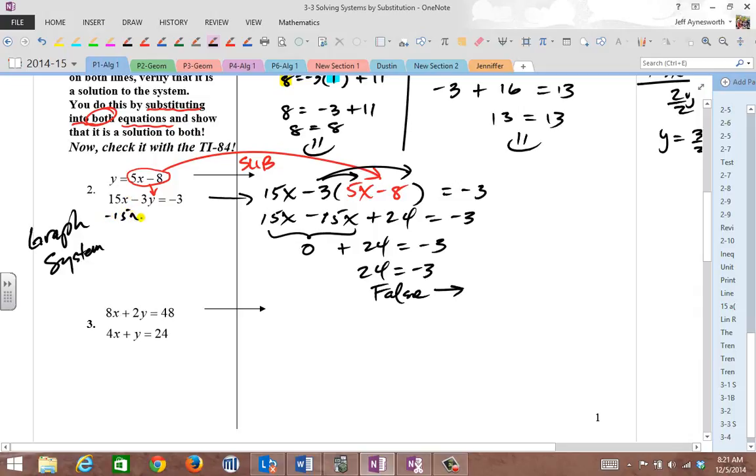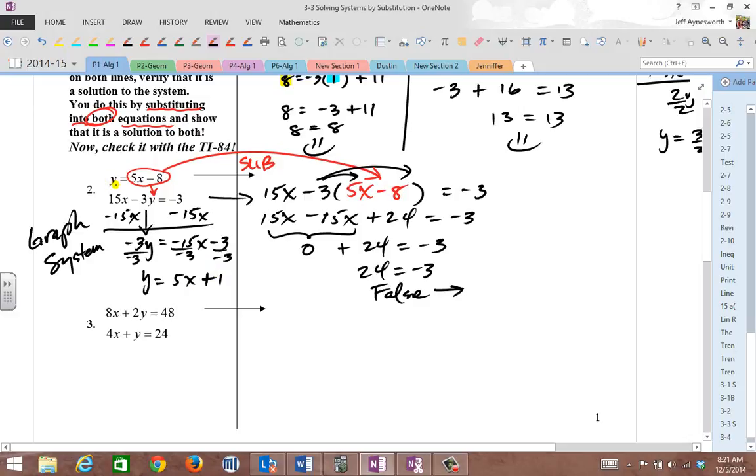So we're going to have to do the same thing we did on the last one here, because you can't input functions in the T84 unless they're in slope-intercept form. Okay, so let's do that. So we get negative 3y. Make sure you write down negative 3y is equal to negative 15x minus 3. Divide everything by negative 3. And you get y is equal to 5x plus 1.